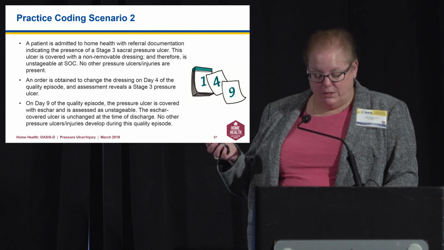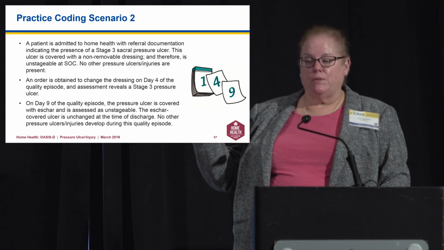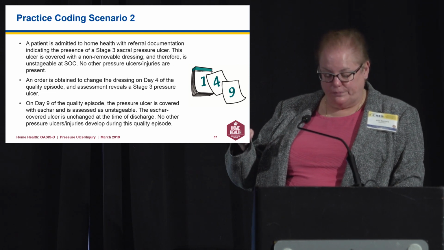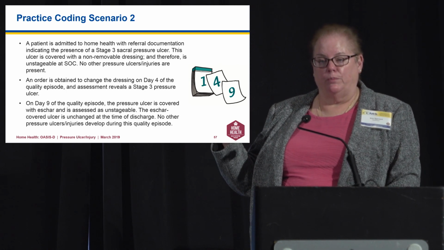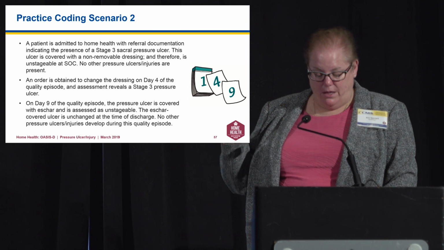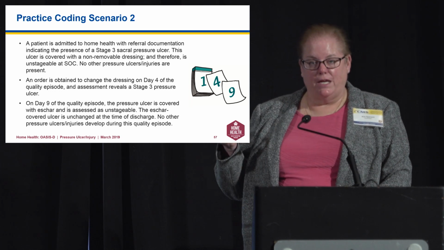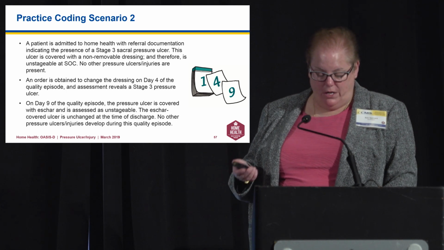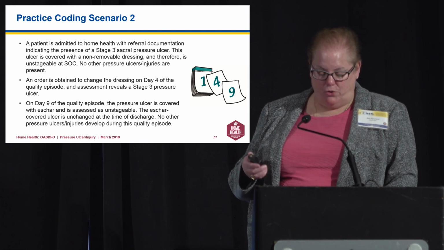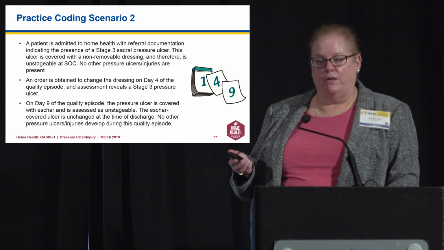So there's a couple of things happening. The initial assessment says we know there's an ulcer, but it's covered with a non-removable dressing or device, right? Then at day 4, when we can take the dressing off, the ulcer reveals a stage 3 pressure ulcer.